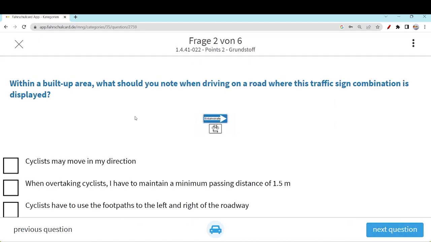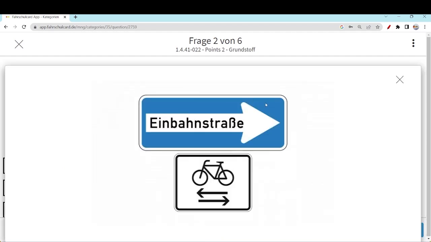Okay, within a built-up area, what should you note when driving on the road where this traffic sign combination is displayed? So this sign is showing that it's an Einbahnstraße. We know Einbahnstraße, one-way road, so traffic will go only in this direction. There will be no oncoming traffic. But if you see the cycle, there is an extra sign. These signs are called extra signs. If you want to see more videos about traffic signs, you can see our playlist over there. We have discussed around 150 questions on traffic signs in detail.